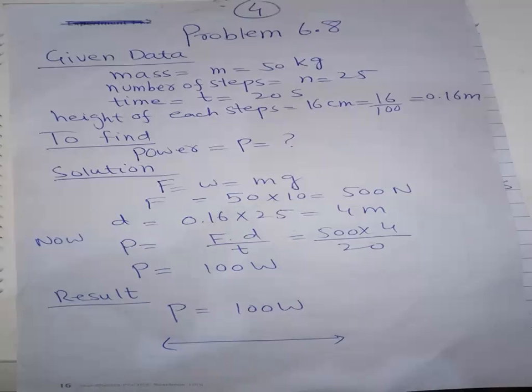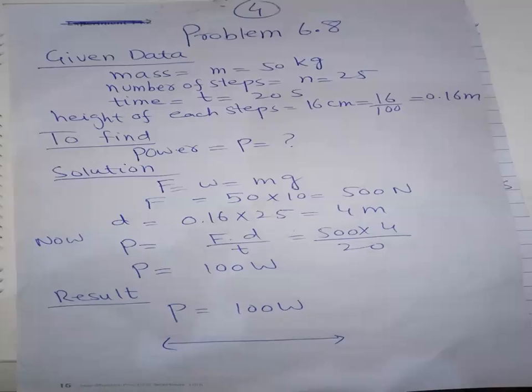I repeat, a 50 kilogram man, the mass of the man is 50 kilogram, and the stairs have 25 steps, and he covers 25 steps in 20 seconds. Find his power if each step is 16 centimeter high. The distance from one step to the other step is 16 centimeter.